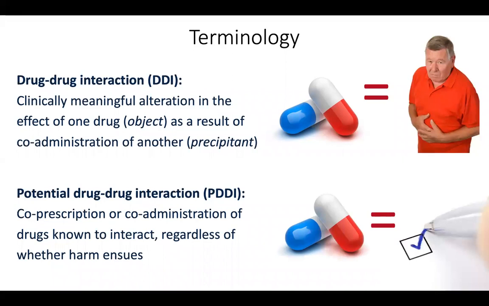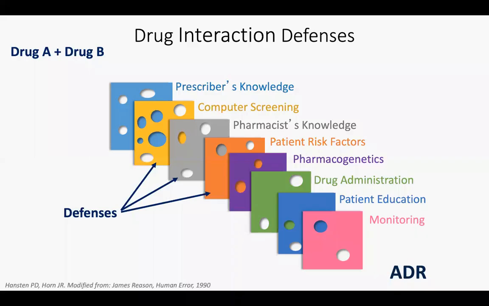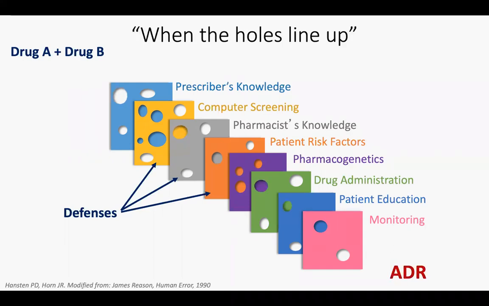With respect to drug interaction defenses, John Horn and Phil Hansten, who are on the call with us today, have come up with a modification of the James Reason human error Swiss cheese diagram. Each slice of Swiss cheese is indicated to be a defense, and yet when these holes line up, a patient is exposed to an adverse drug event. We've been studying these various attributes of the defense mechanisms to prevent drug-drug interactions. And we know that we have a ways to go. Today we're going to focus primarily on the computer screening component of it.